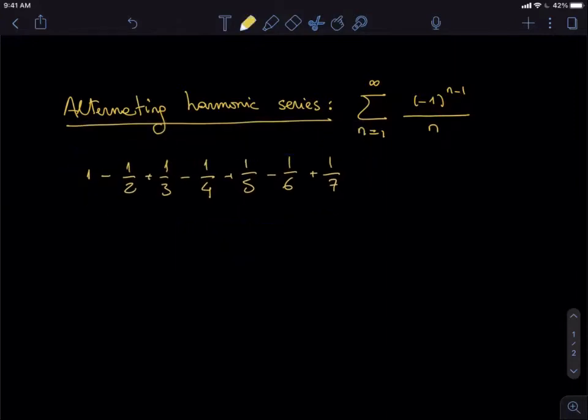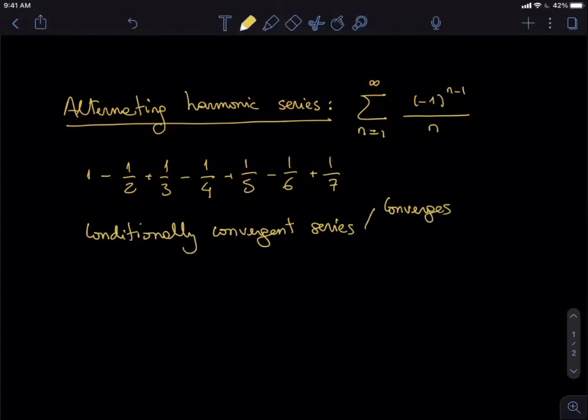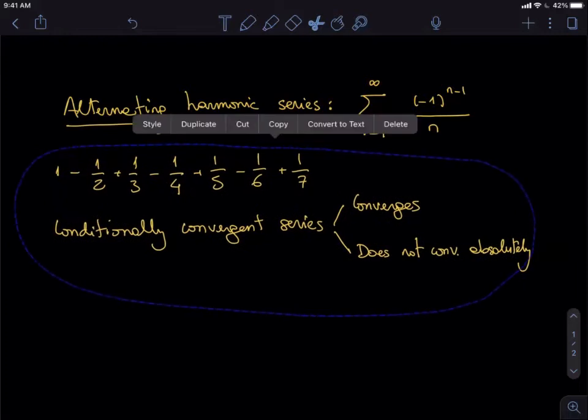Okay, this is a conditionally convergent series. That means that it converges, but it does not converge absolutely. Because if we take the absolute values of the terms in the series, we get the harmonic series, which we know is not convergent.